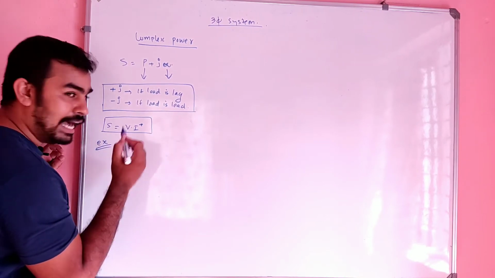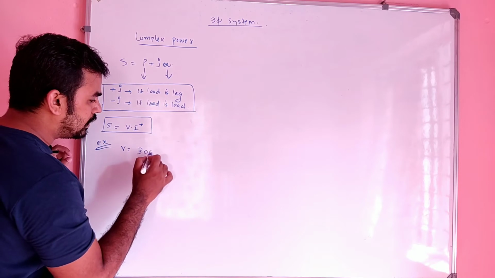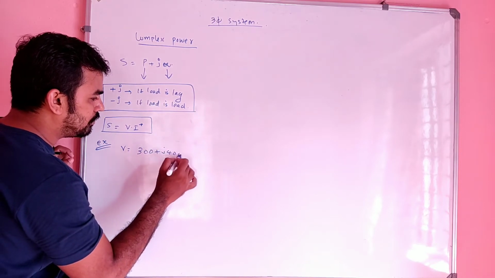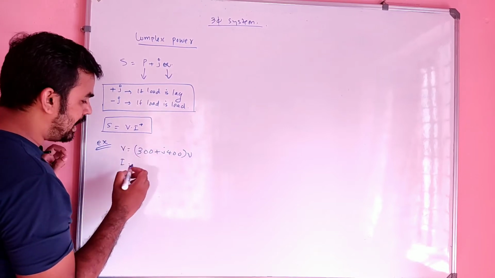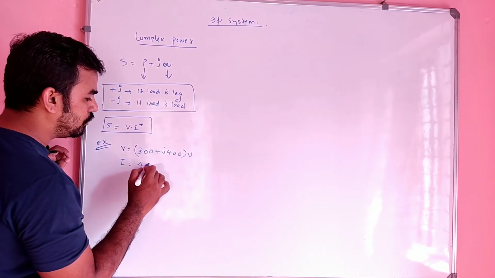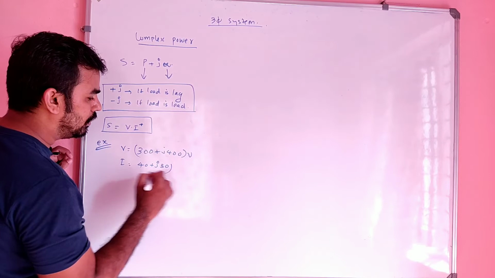Suppose V is equal to 300 plus j400 volt, in a form like this. And in the question, I will be 40 plus j30.